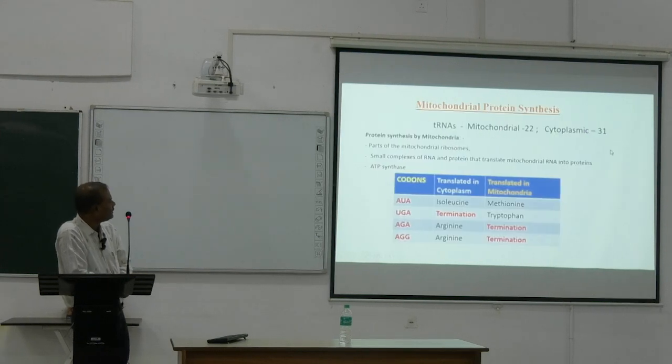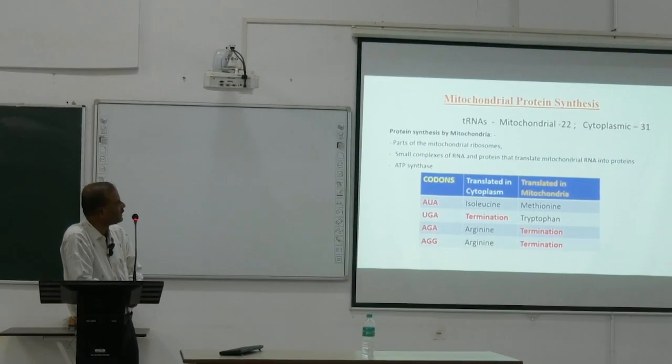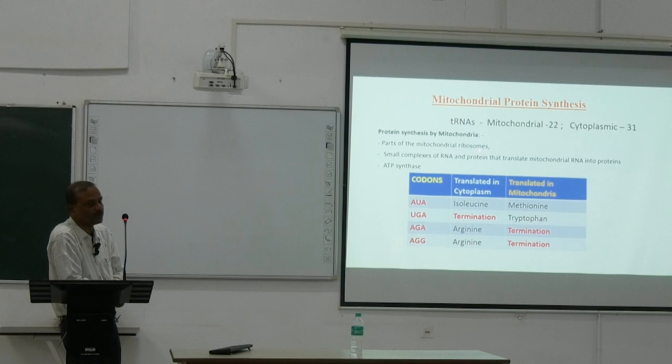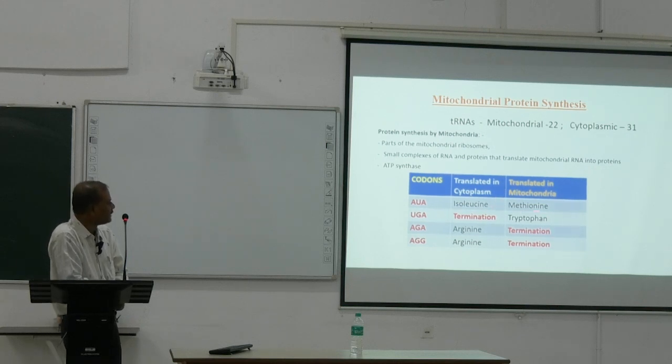Next, the mitochondrial protein synthesis. As I told you, there are 22 mitochondrial tRNAs, but the cytoplasmic machinery has 31 tRNAs. The mitochondrial synthesis machinery is part of the mitochondrial ribosomes, called mitoribosomes, which are small complexes of RNA and protein, as I have already told, and they translate mitochondrial RNA into proteins, and ATP synthesis. That is the basic mechanism. And I told you in the earlier class there is a difference between the codons, and you must remember this. The termination codons are different in mitochondria from prokaryotes and eukaryotes, and this might come as an MCQ or a short question also.